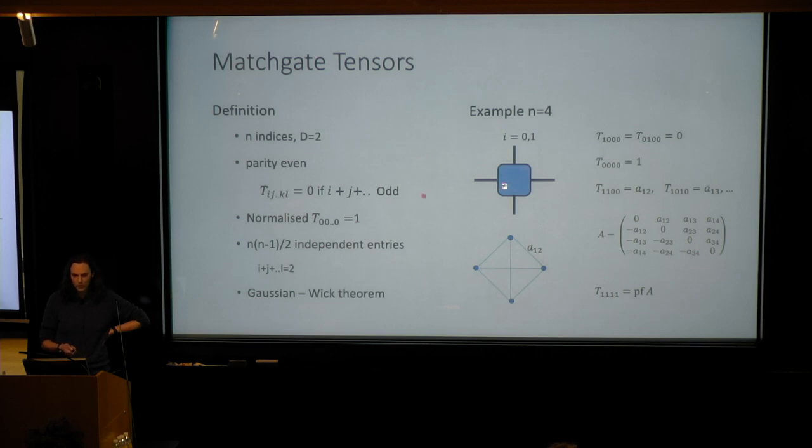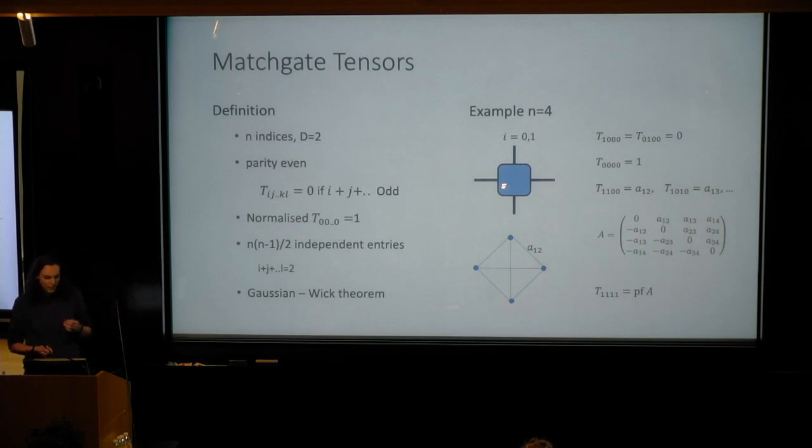So when I talk about a match-gate tensor, I just talk about any tensor that has n indices. The bond dimension of all these indices is just 2. Match-gate tensors are parity even, meaning if the sum of all these indices, i, j, k, etc., adds up to an odd number, the tensor entry vanishes. We will use normalized tensors, just meaning that the 0, 0, 0 entry of this tensor is set to 1. This will just make life simpler. It has no drastic consequences.